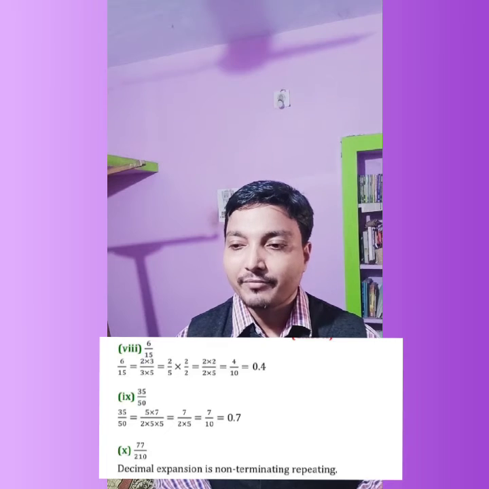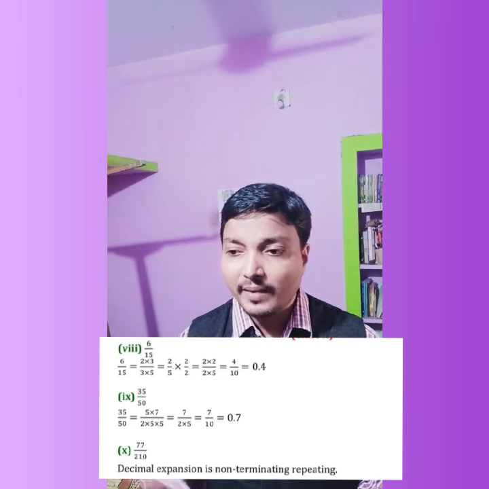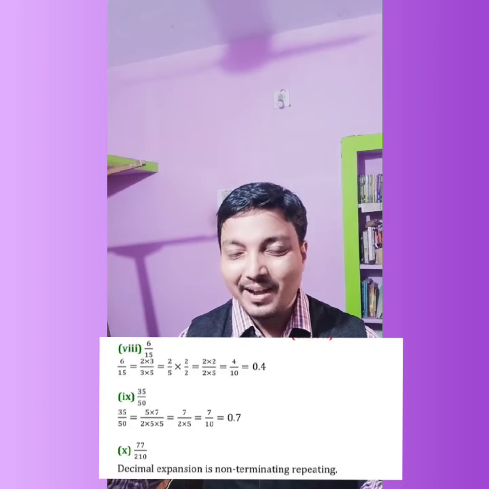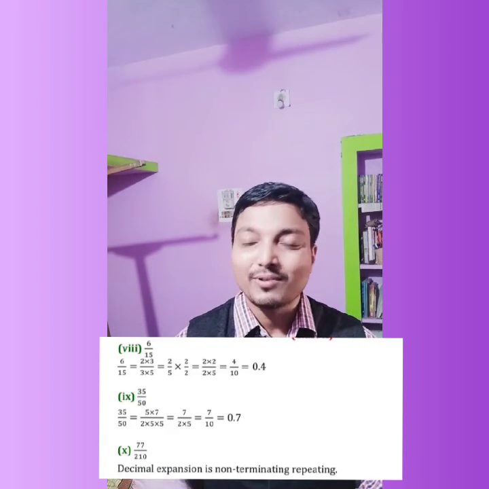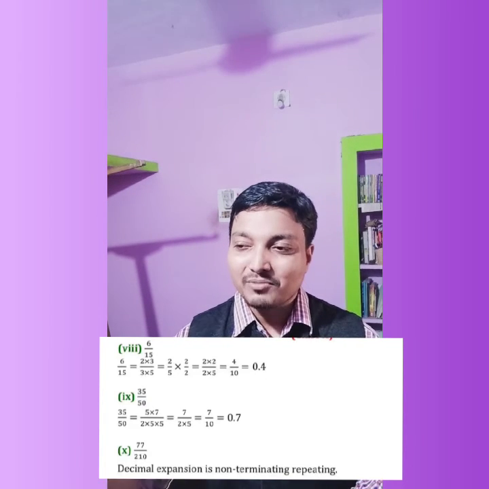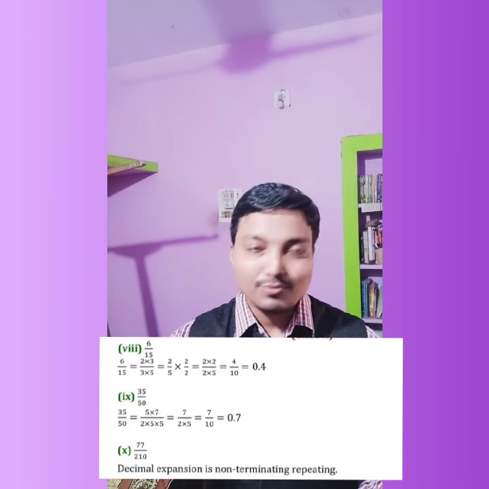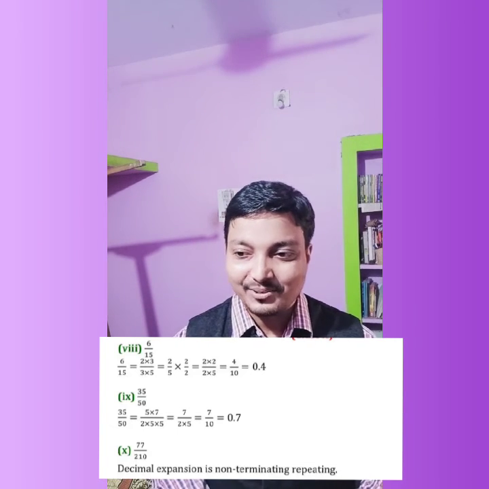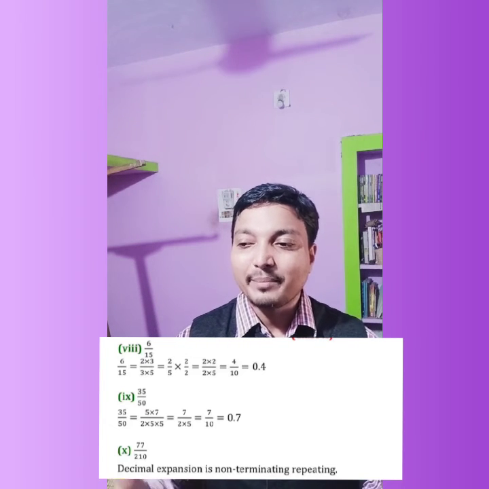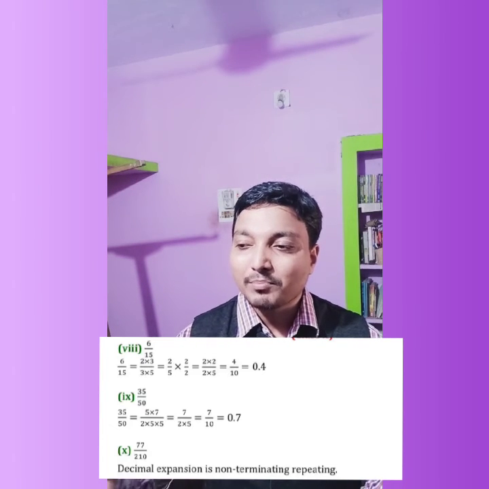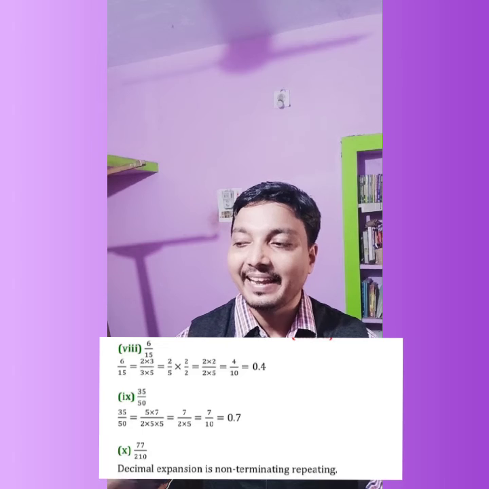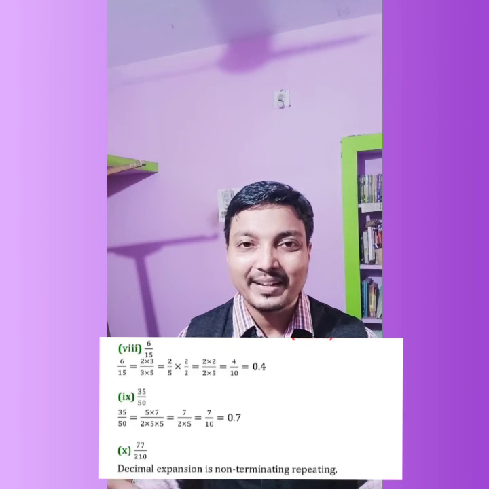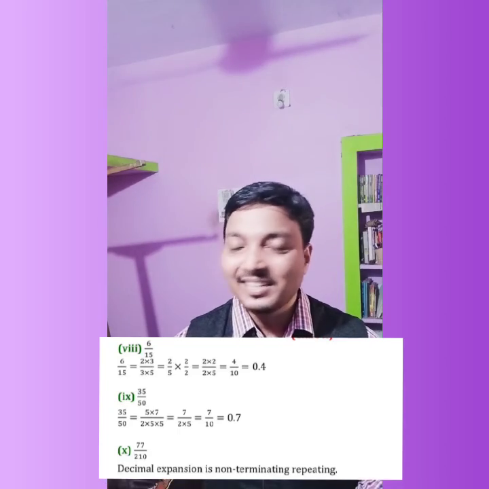Then 6 by 15, after simplification we got 2 by 5. Here a single 5 is there, no 2 in the denominator, for which a single 2 I have to multiply in the denominator, also a single 2 in the numerator, which is equal to 2 by 5 into 2 by 2, equal to 4 by 10. It is easy, that is 0.4. Okay, next question is 35 by 50. After simplification we got 7 by 10. 7 by 10 is already a decimal fraction, so no need to worry, directly we can convert it as 0.7.